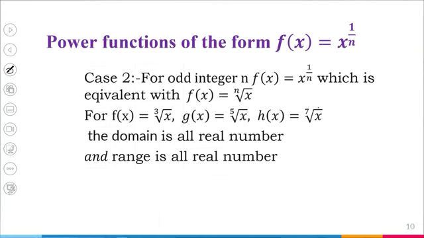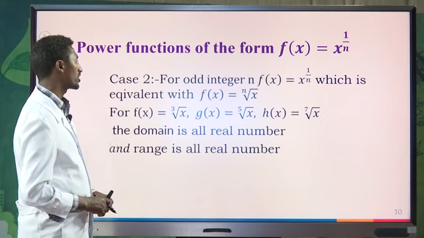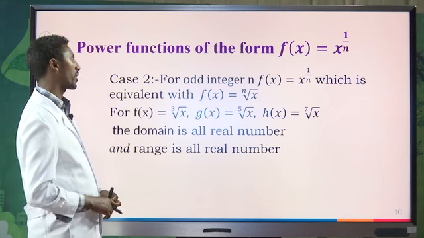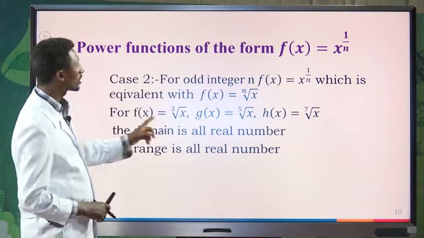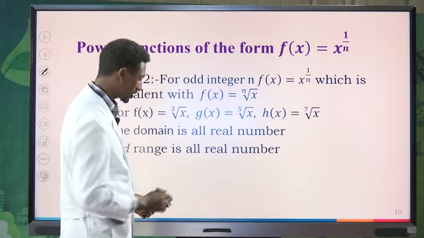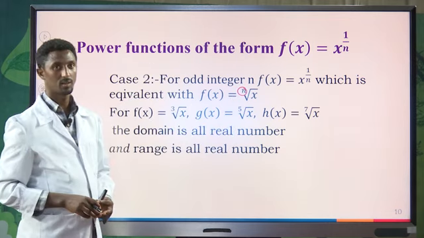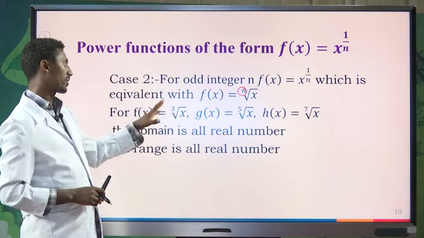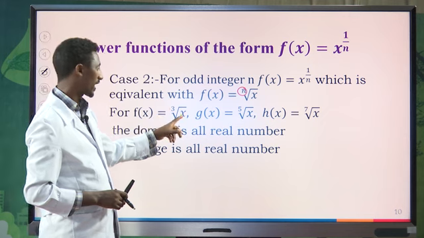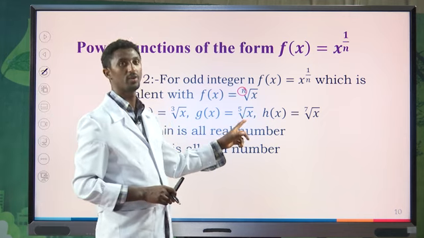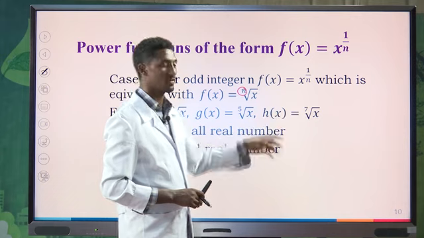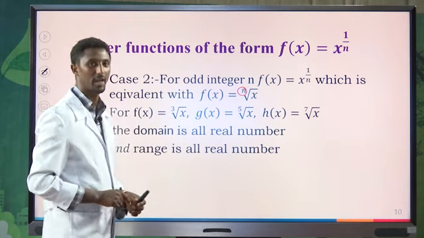Then what if the power 1 over n is for n an odd integer? So case 2, for odd integer n, f of x equals x to the power of 1 over n, which is equivalent to the nth root of x. Here n is the index. Examples of this function: f of x, the cube root of x; g of x equals the fifth root of x; and h of x equals the seventh root of x.